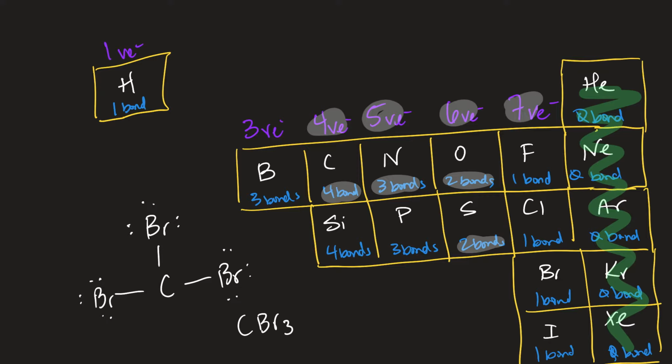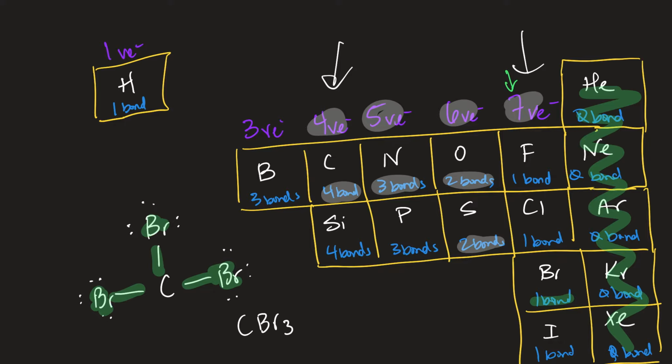Let's look at our periodic table and discover this. We said that bromine has 7 valence electrons, so it only needs 1 bond to have its full octet. When we look at what we have here, we see that's the case. Here's our bromine and it's 1 bond. Bromine is 1 bond. Bromine is 1 bond. So it has access to 8 electrons.